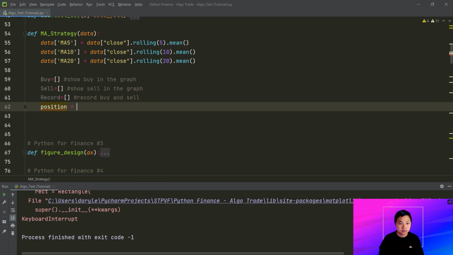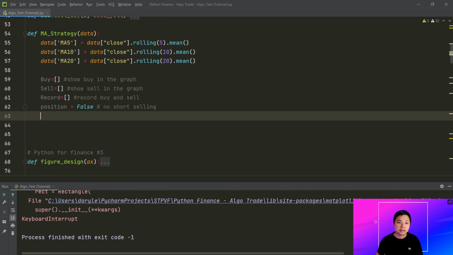This is just to show whether or not we can do short selling. So over here, I just set it as false. It means that we are not going to do short selling in this simple moving average strategy. And now it's time for us to create the logic.